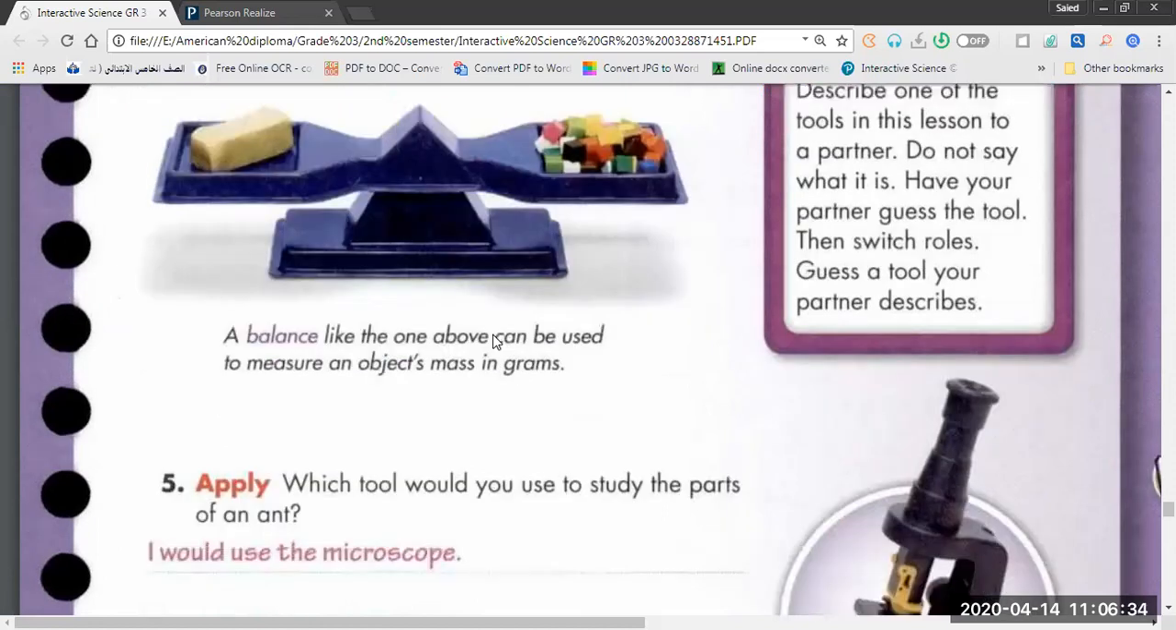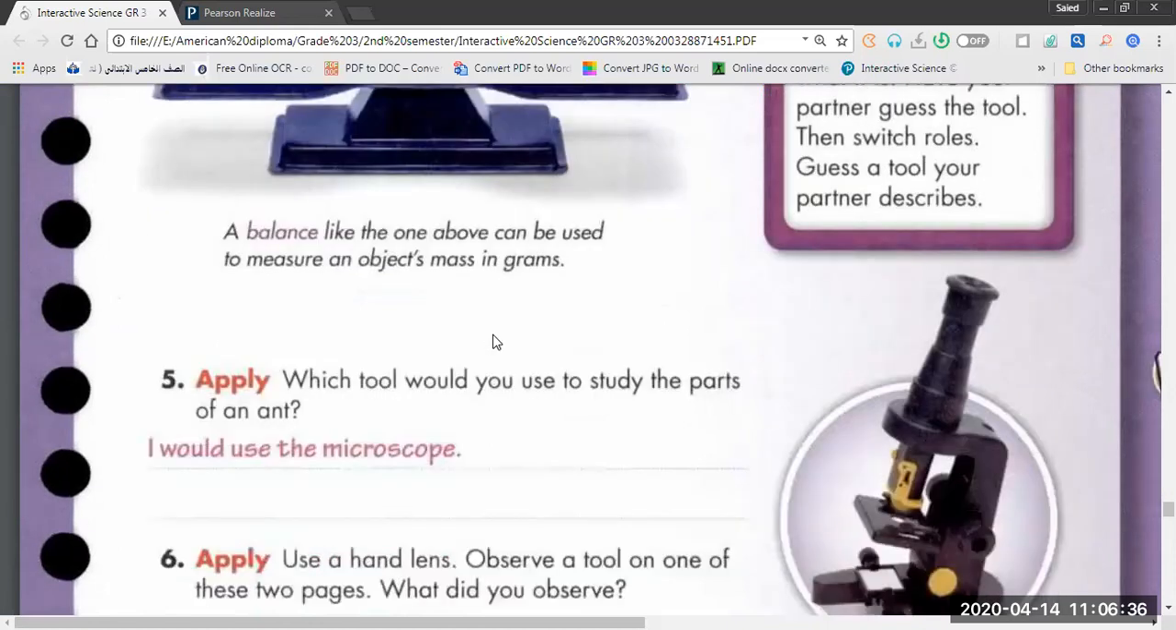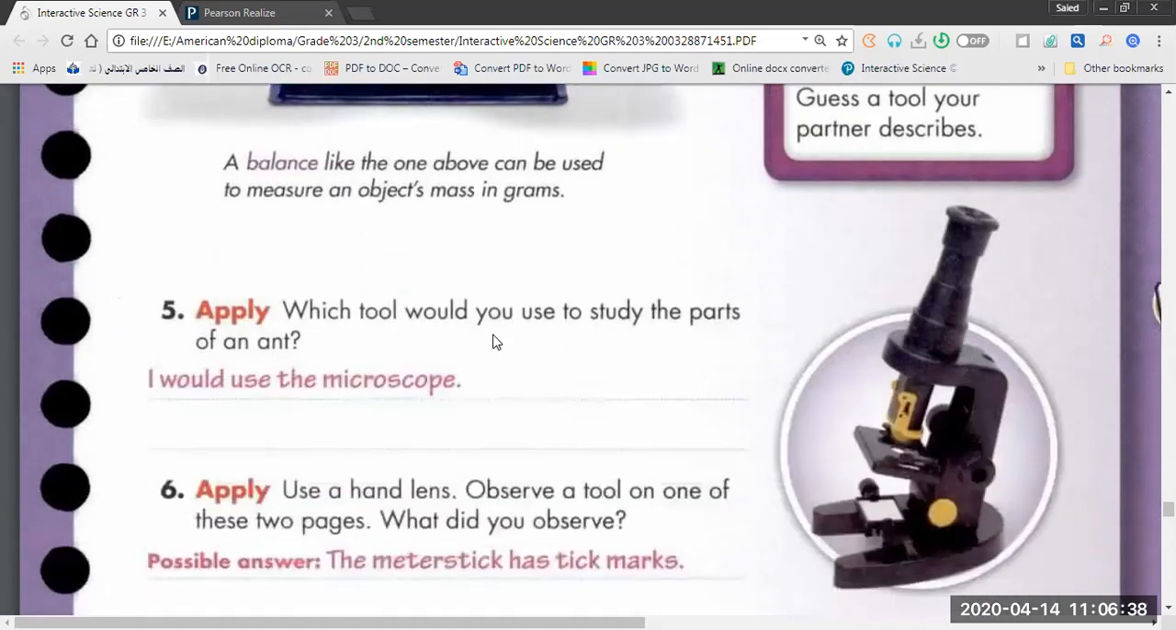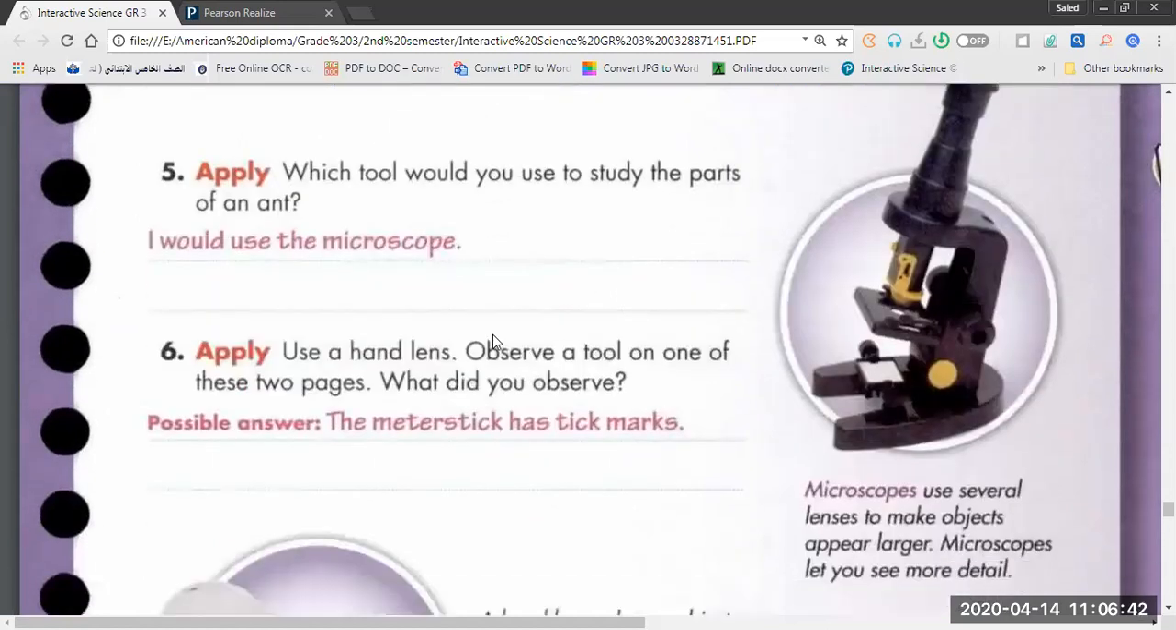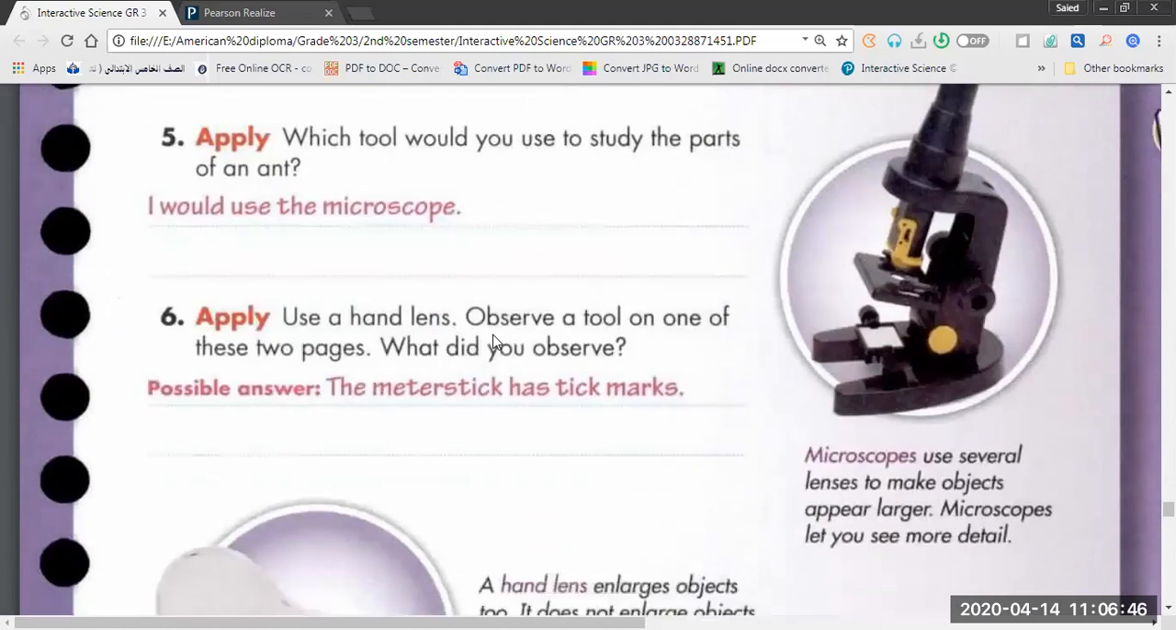Okay, here we have a very, very important tool, which is called a microscope. A microscope uses several lenses to make objects appear larger. So we need a microscope most of the time inside the lab, if we want to observe very, very tiny objects like bacteria or anything that you cannot see with your naked eye.